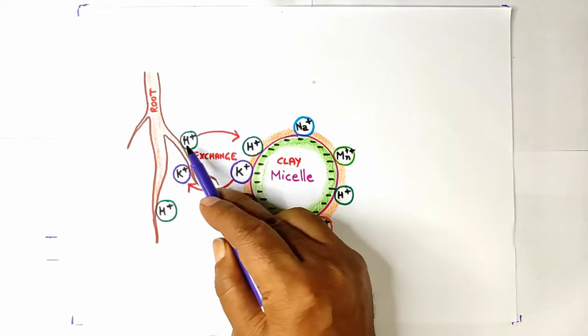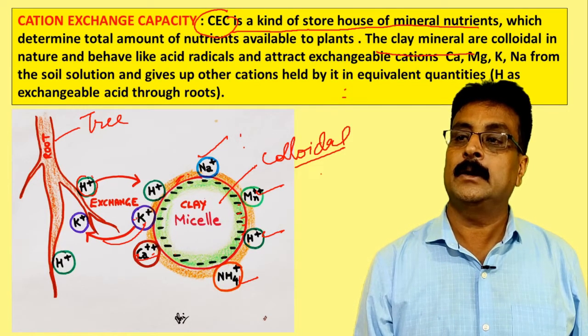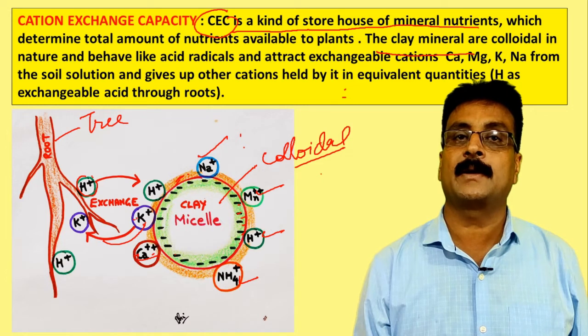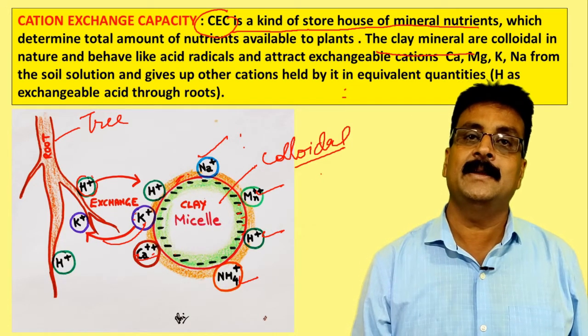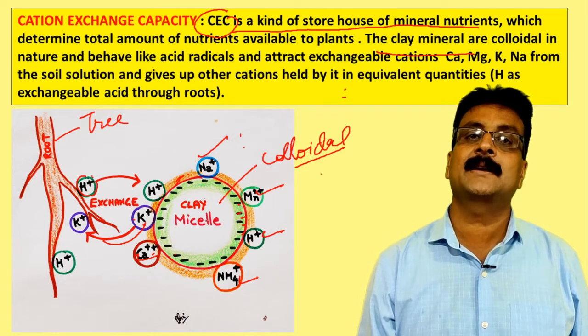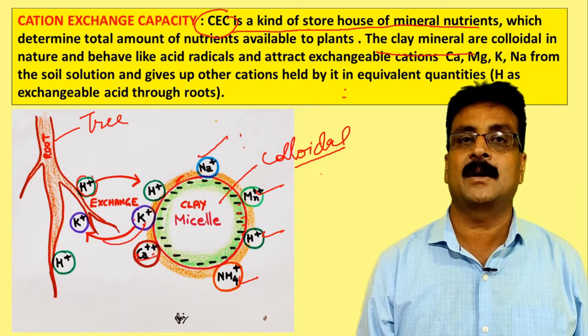So if we have a proportion of clay colloidal properties, then we have a good cation exchange capacity. If you have only a sandy area, sand has very little cation exchange capacity. That's why the growth in desert areas is very, very little, very stunted.